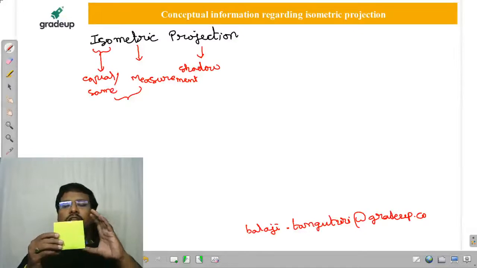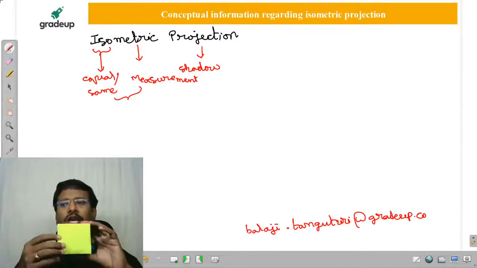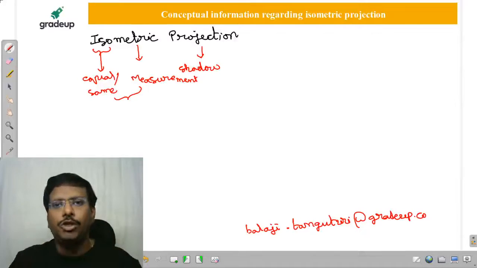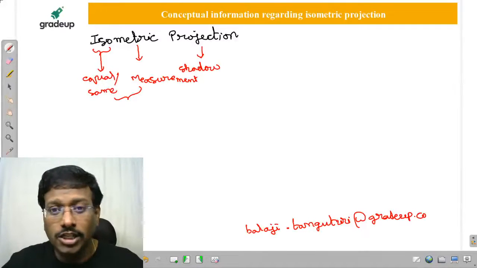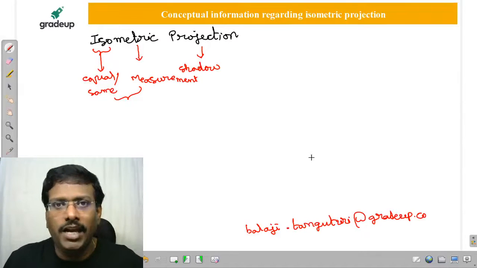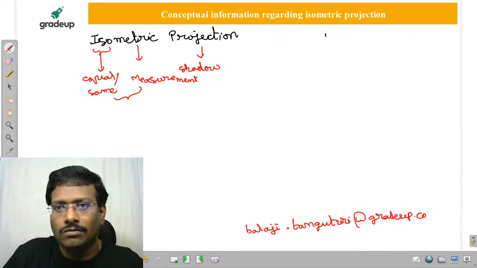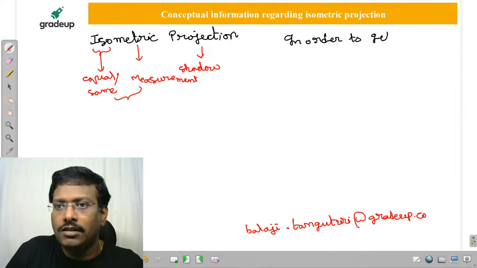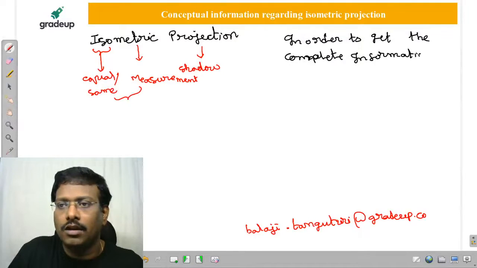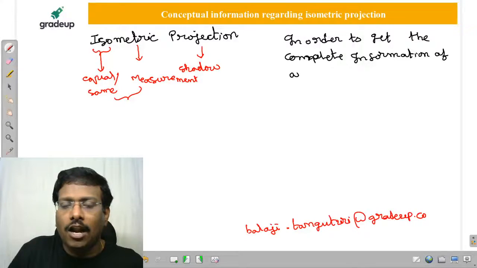So in order to get the complete information of an object, if the observer changes his position to get the complete information, then it is called multi-view projection. In order to get the complete information of an object.